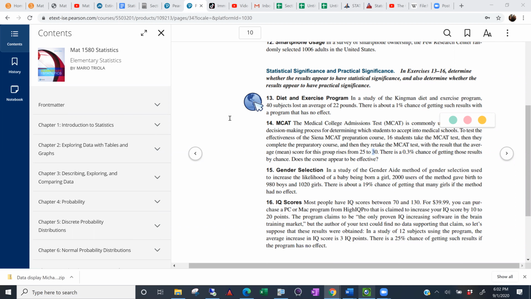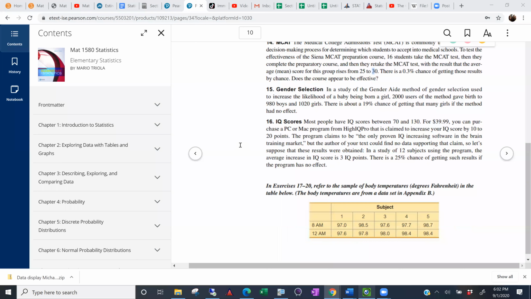Anything else on problem 14? Okay, let's take a look at problem number 16. Most people have IQ scores between 70 and 130. We'll learn later that that's about two standard deviations away from the mean, which is 100. For, let's call it $40, you can purchase a PC or Mac program from High IQ Pro that is claimed to increase your IQ score by 10 to 20 points. The program claims to be the only proven IQ increasing software in the brain training market. But the author of this text could find no data supporting that claim.